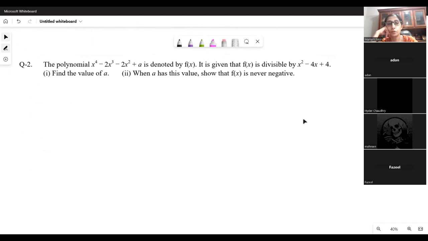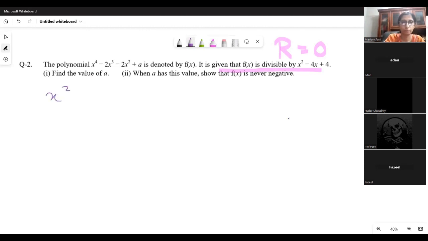Okay. So the polynomial x to the power 4 minus 2x cubed minus 2x squared plus a is denoted by f(x). It is given that f(x) is divisible by x squared minus 4x plus 4. Again, this is telling you that the remainder would be 0. Since it's divisible, it will completely divide it. Find the value of a. Now, the first thing you'll check is, can we break down x squared minus 4x plus 4 into linear factors?